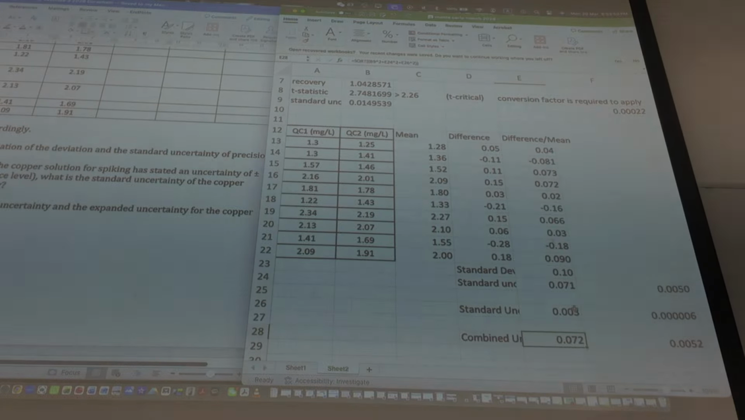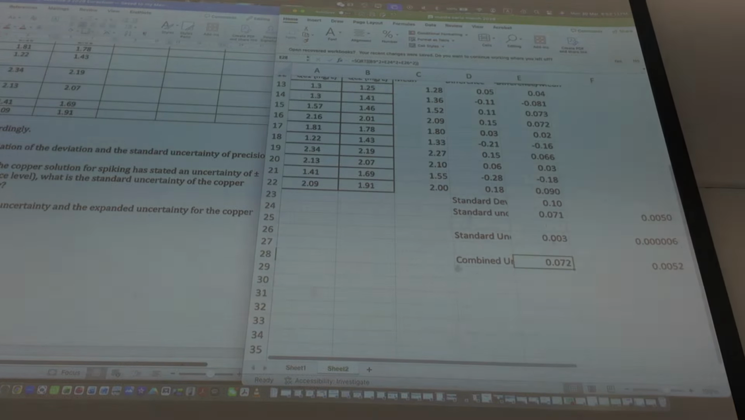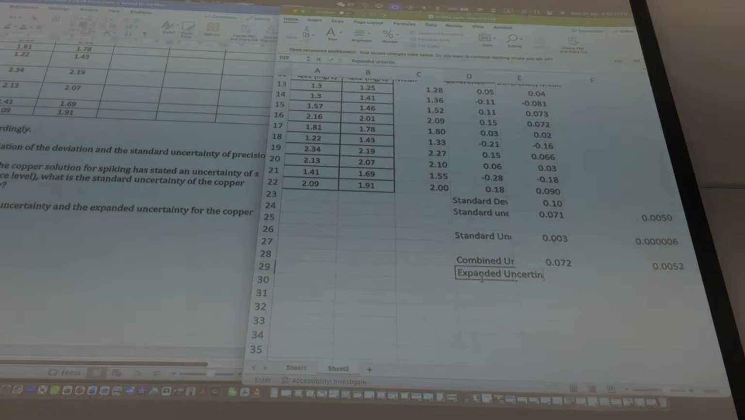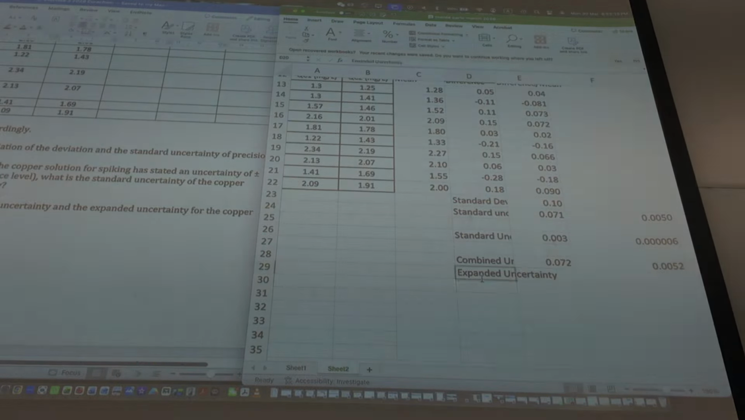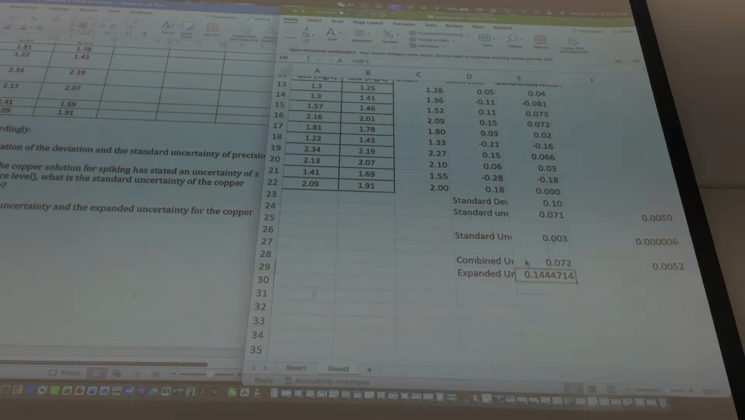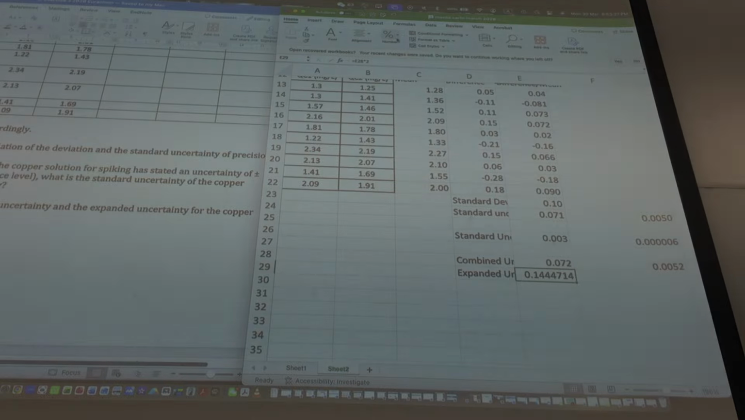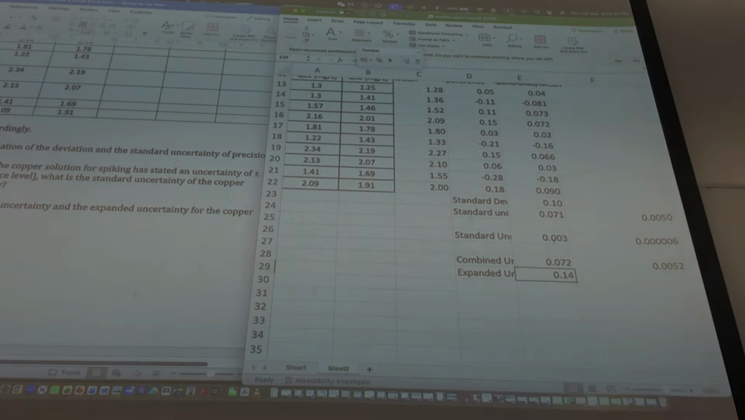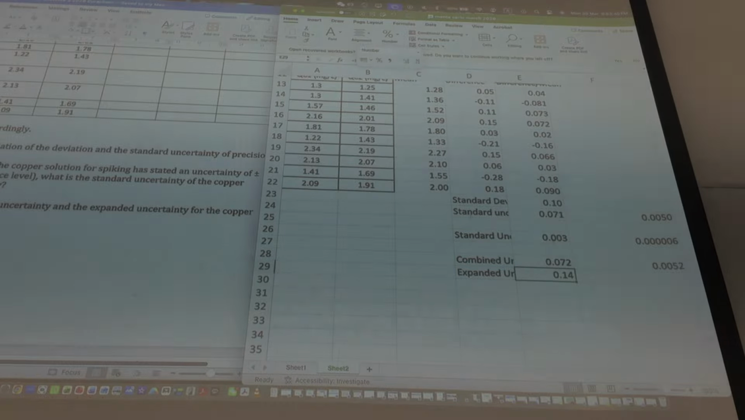0.072, and the expanded uncertainty is equal to the combined uncertainty times 2. That would be 40%. Okay? So that would be the answer for the first question.